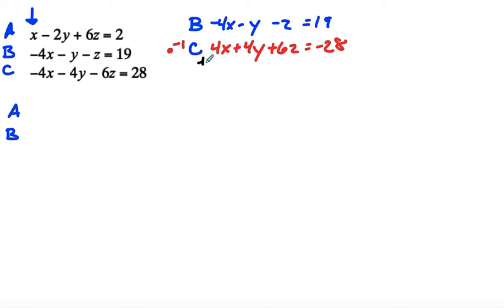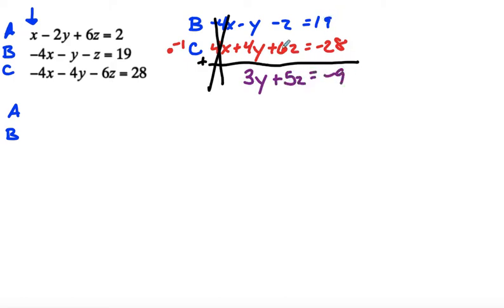Now that I have done that, I can add my equations together. So when I add, the x's cancel, which is our goal. Elimination is to eliminate a value. So when I do this, I end up with 3y's, because negative y plus 4y is 3y, 5z, and then over here I get negative 9.